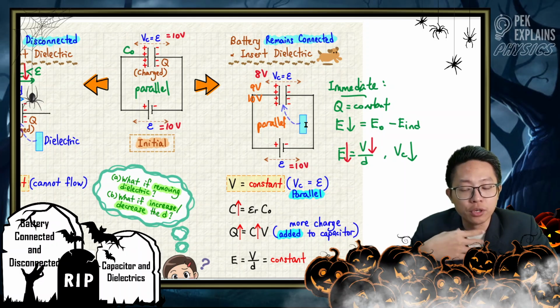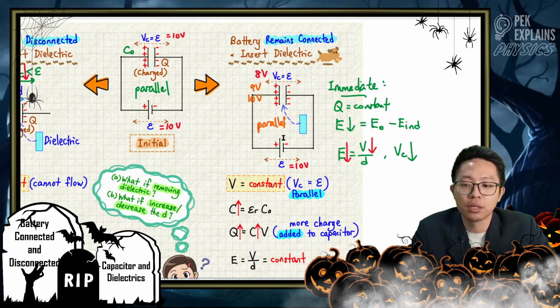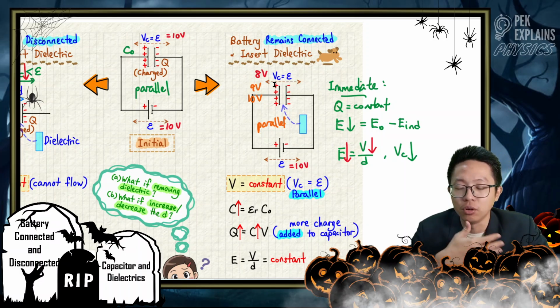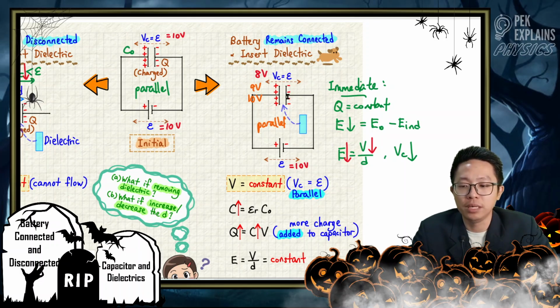Okay? So the moment you put in the dielectric, the immediate change is that the voltage of the capacitor drops. It will drop immediately from 10 to 8, but the charging process will continue. That means from 8 volts, it will go back to 9 volts, then back to 10 volts, so that finally the voltage of the capacitor will be equal back to the EMF. Because they are parallel, the voltage of the capacitor has to be equal back to the EMF finally.